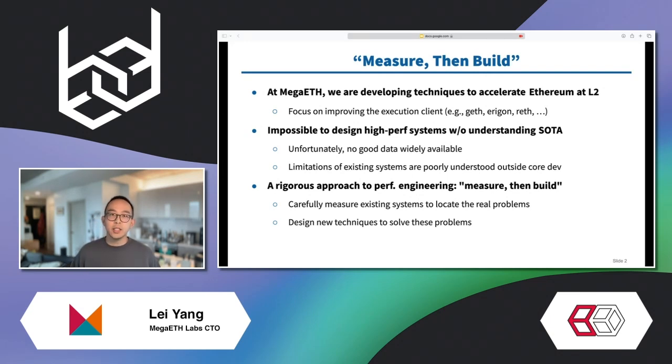However, it is impossible to design a truly high-performance system without first understanding the state of the art. Unfortunately, very few people besides the core devs understand the existing Ethereum execution layer, especially its performance and limitations. And we cannot find any good performance data or analysis. So we decided to take a rigorous approach called measure then build from the very beginning. Following this approach, we first perform thorough performance measurements to learn what real problems are in the existing execution layer, and then we design new techniques to solve these problems.